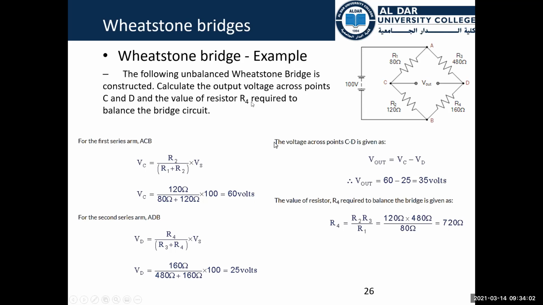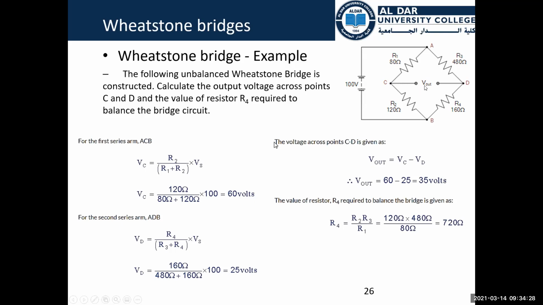And the value of R2 required to balance the bridge circuit. I want the value of R2. If I change it, what value will make the difference between C and D equal 0? So the first thing is to calculate the difference between the voltage in C and D.